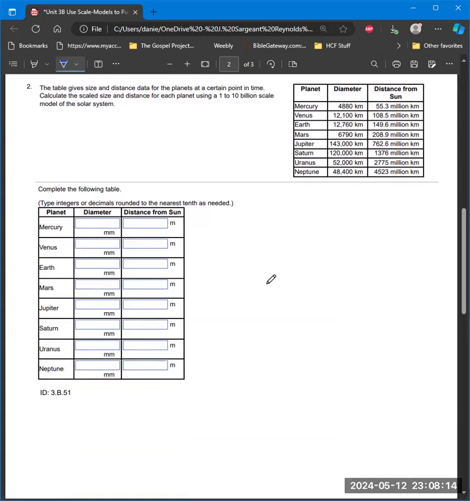The table gives size and distance data for the planets at a certain point in time. Calculate the scaled size and distance for each planet using a 1 to 10 billion scale model of the solar system. So let's complete the table below.